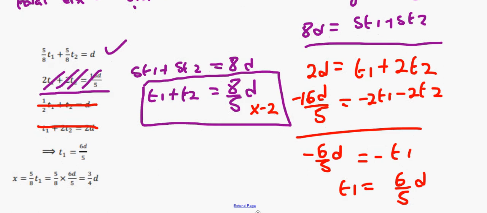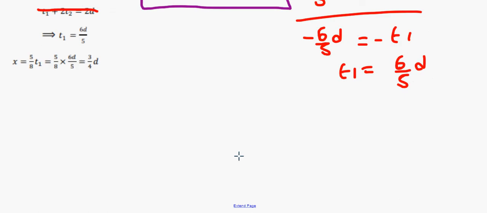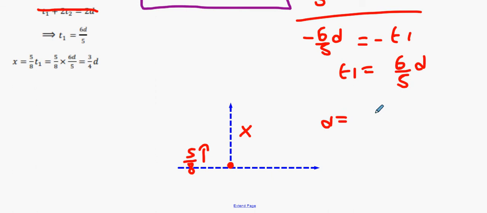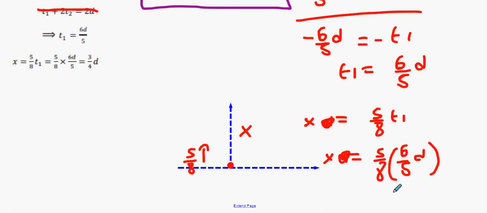Now if you restart to the earlier question, it's a distance x. You're aiming up at 5/8. That's the only part of the velocity that contributes to that distance. So your distance is going to be 5/8 T1, sort of what we had earlier. Sorry, I say D, but it's actually X. It's your distance going upwards. So it's 5/8 times T1, so 5/8 times 6 over 5D, and that'll be X equals 3/4 D, and you're done.